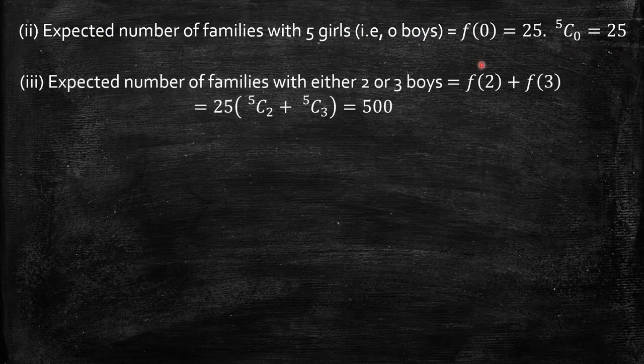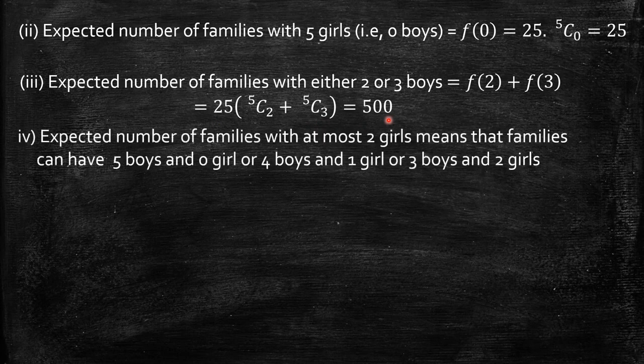The next question is expected number of families with either 2 or 3 boys. So that means either f of 2 or f of 3. That means sum of f of 2 plus f of 3, which is 25 times 5c2 plus 25 times 5c3. 25 is common, you can take it out, 5c2 plus 5c3, simplify, that gives 500.